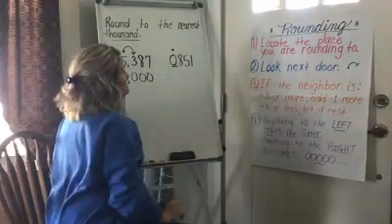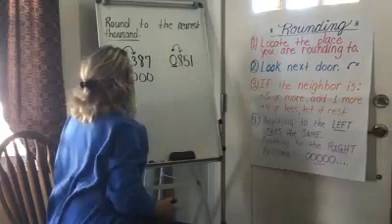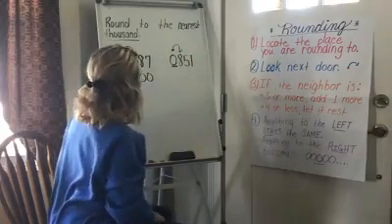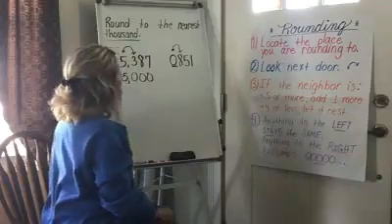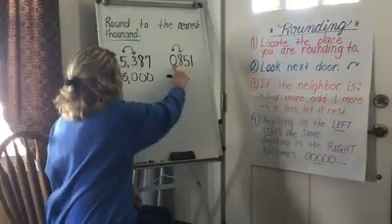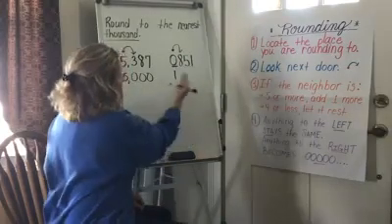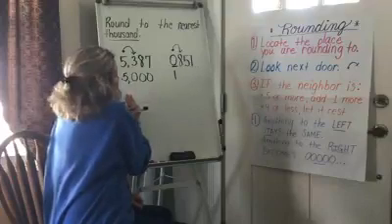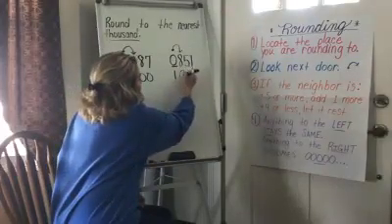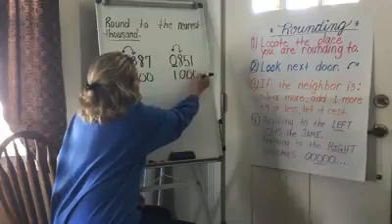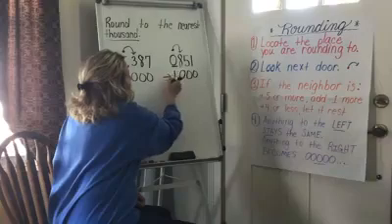Put my dot in. I'm going to look next door and ask myself, is that neighbor 5 or more? It is. It's 8. So since it's 5 or more, I'm going to add 1 more to the place I'm rounding to. Anything to the left, there's nothing to the left to keep the same. Anything to the right becomes 0. So 851 when rounded is 1,000.